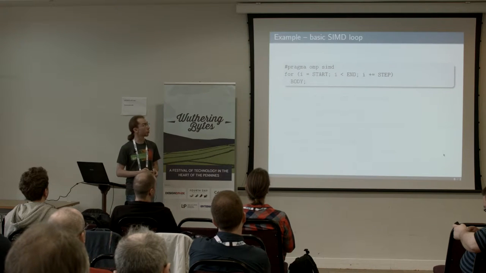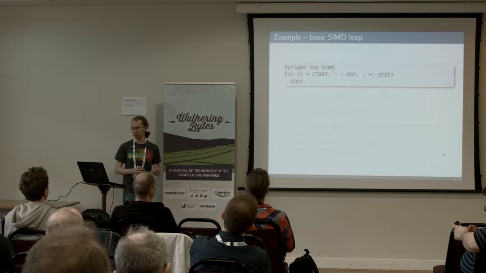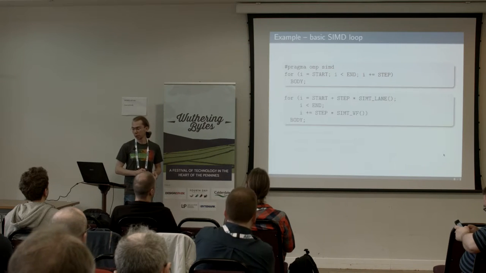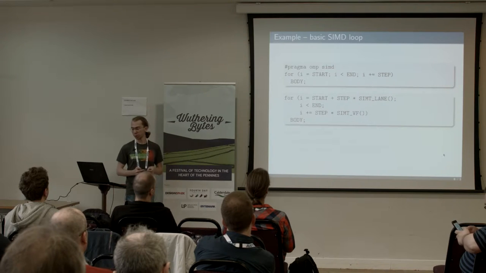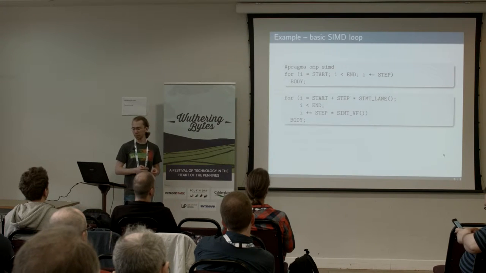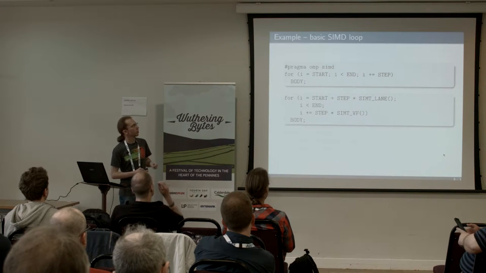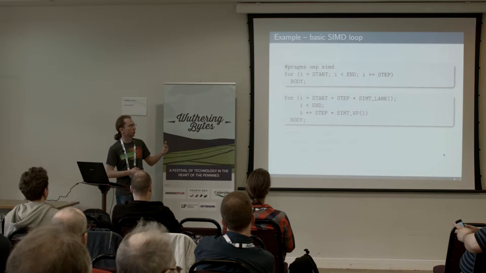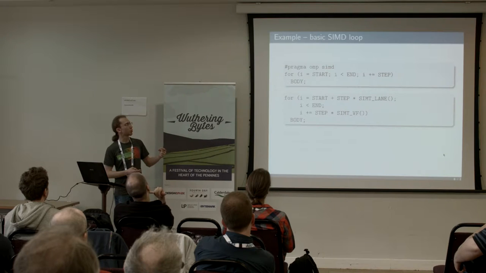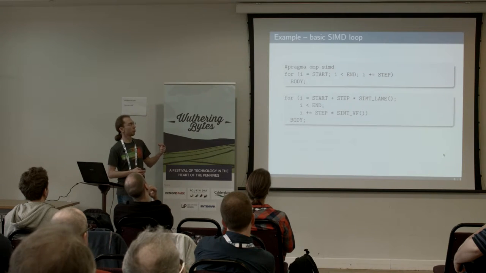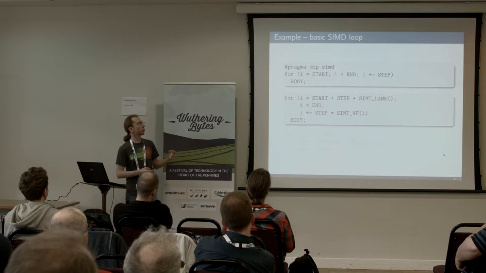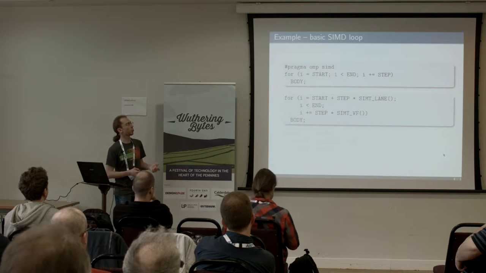So starting with the trivial loop that is annotated with the SIMD clause, we change it to use the offset, to have the stride multiplied by the vectorization factor. So the SIMD lane is the number of the execution context within the warp. So it is from 0 to 31 on the GPU, and the SIMD VF is the number of lanes. So it is 32 on the GPUs.